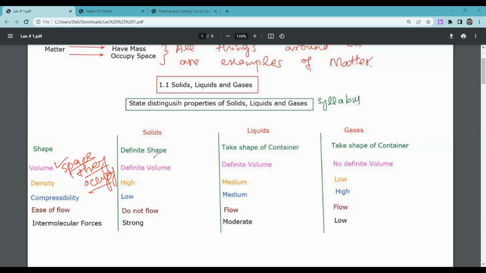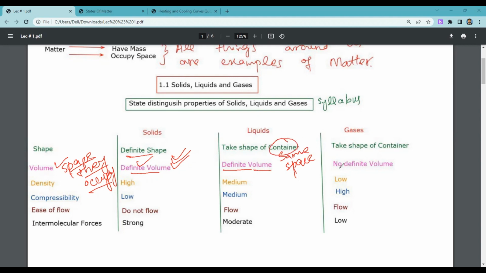As solids have an ordered structure, their particles are very close to each other. Therefore, they have a definite volume. Their volume is certain. We cannot change their volume. Similarly, liquids also have a definite volume. They will occupy the same space, whether they are in a glass, jug, or any other utensil or container.